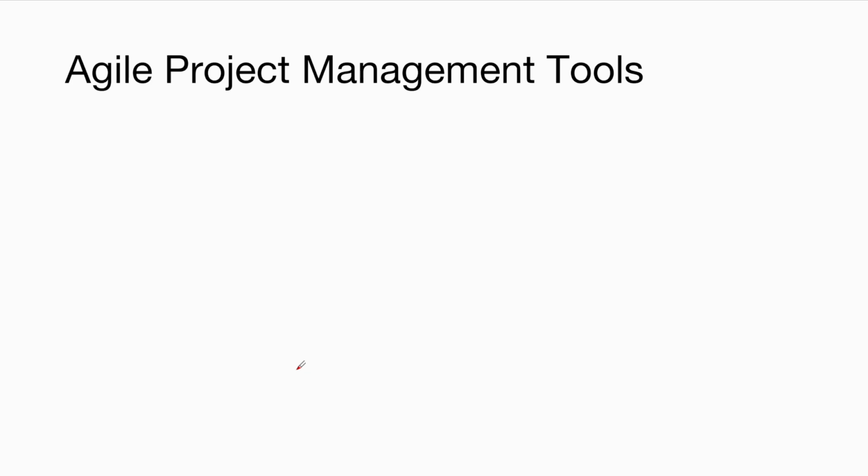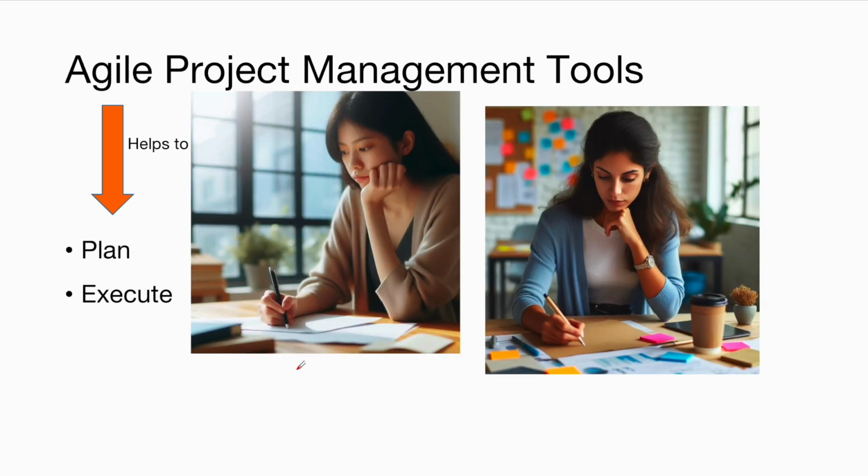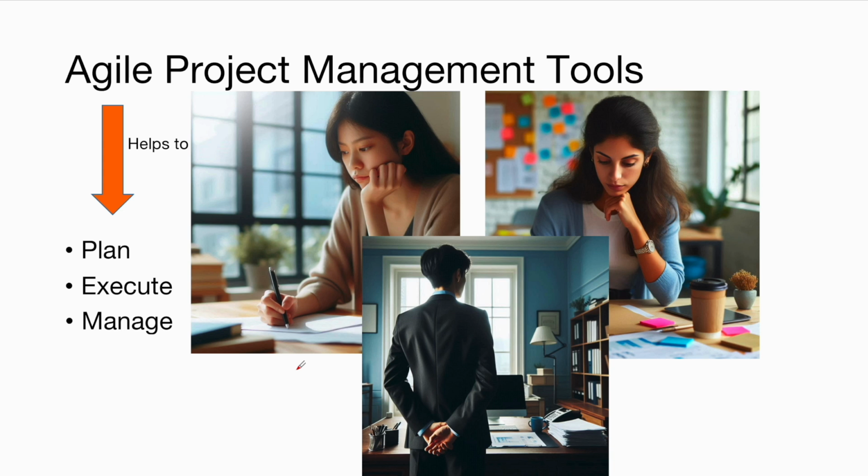Agile project management tools. Let us discuss now the Agile project management tools. Agile project management tools help to plan, execute and manage projects by following the Agile methodology. Agile project management tools are software platforms. They are designed to help teams to plan, execute and manage projects by following the Agile methodology. These tools help the team to stay organized, collaborate efficiently and adapt to changes quickly, making it easier to deliver high quality work on time.